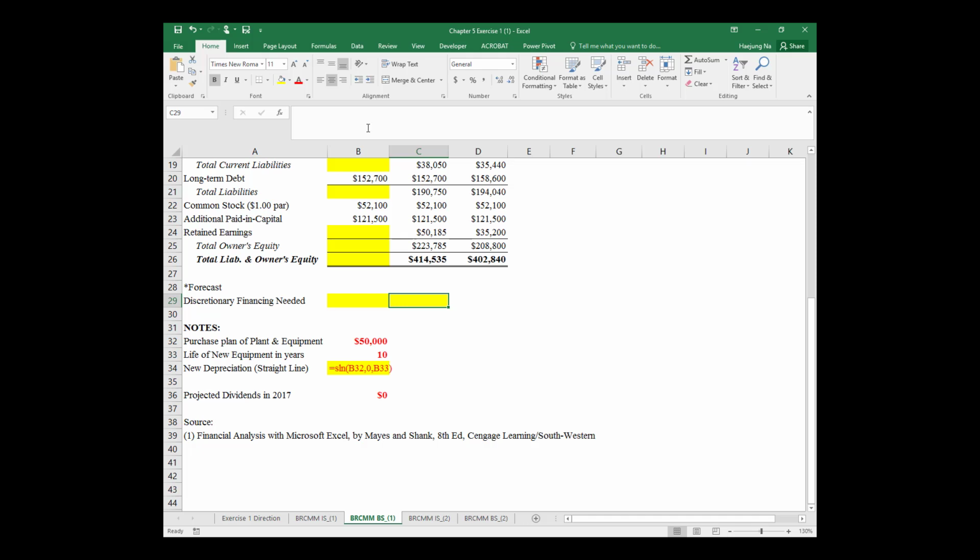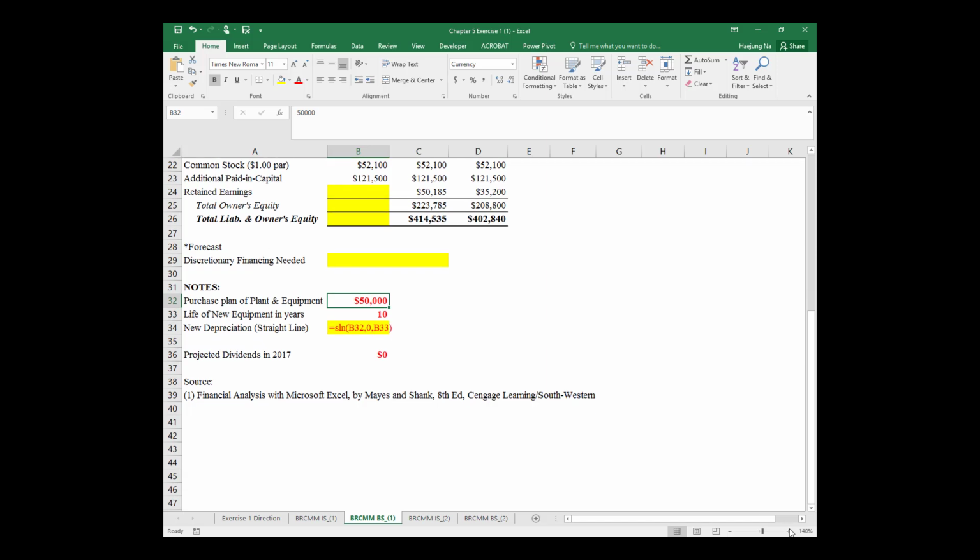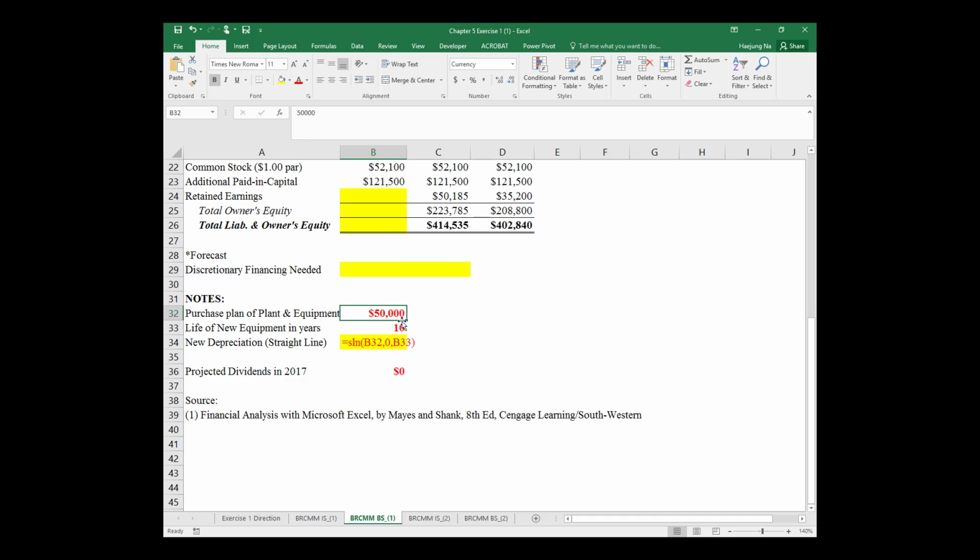And starting from B32, there should be information regarding this new equipment that you're purchasing, okay? So again, we are purchasing an equipment that's worth 50,000 and the life is supposed to be 10 years. And we're trying to figure out the new depreciation that is just attributable to that new purchase. So to figure out the new depreciation amount, you can actually plug in this formula, right? It's very handy. It's not too complicated.